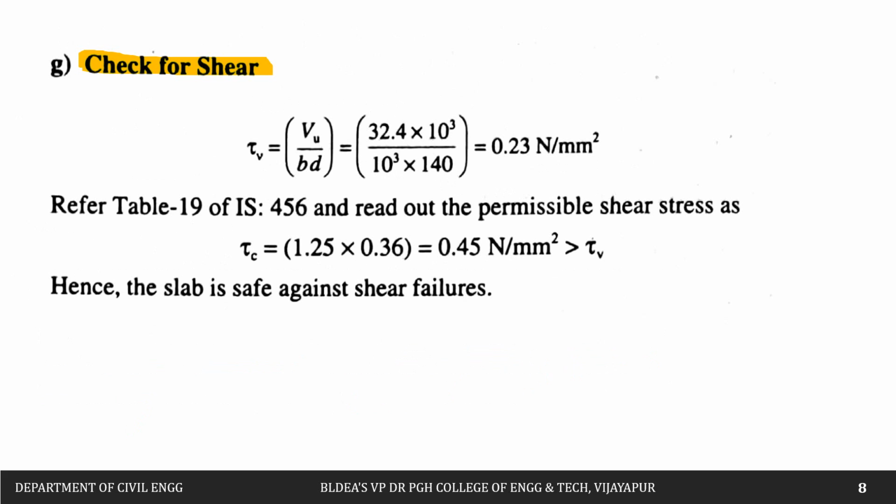So let us check tau v is equal to Vu by B into D. Vu is 32.4 into 10 raised to 3 divided by B is 1000 multiplied by D is 140. So we'll be getting the answer as 0.23 Newton per mm square. If you refer to table number 19 of IS 456 and interpolate the values, we'll get tau c which is 1.25 multiplied by 0.36, which is 0.45, which is greater than tau v. So therefore the slab is safe against shear.